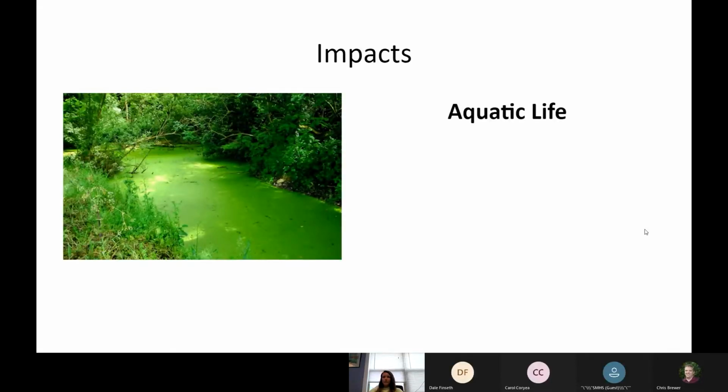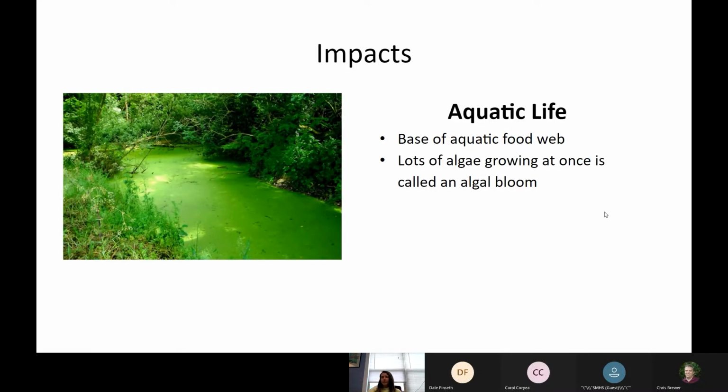For the aquatic life that lives in a body of water, some of the issues and impacts there are that although it is the base of the food web, if it is not being all consumed by the animals and creatures above it, then it's going to overwhelm that ecosystem, as you can see in this picture here.